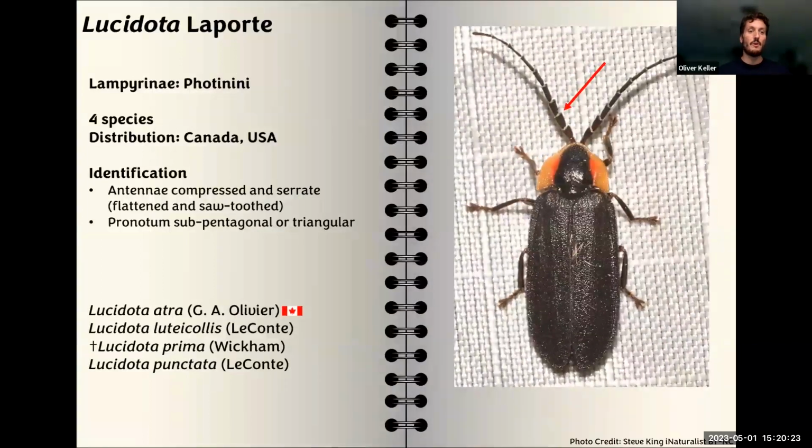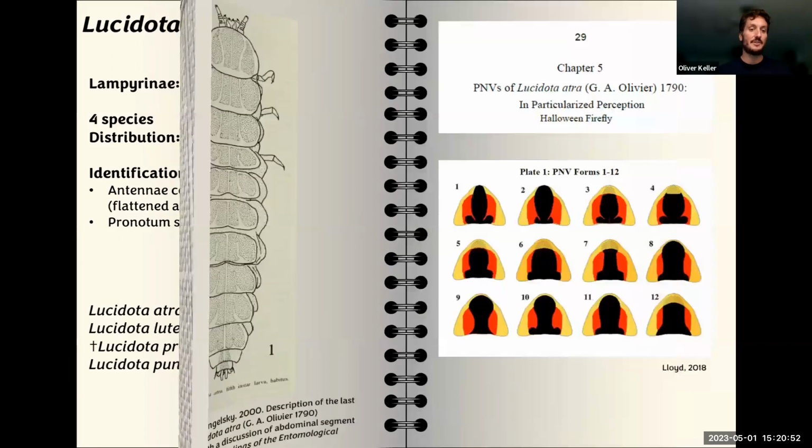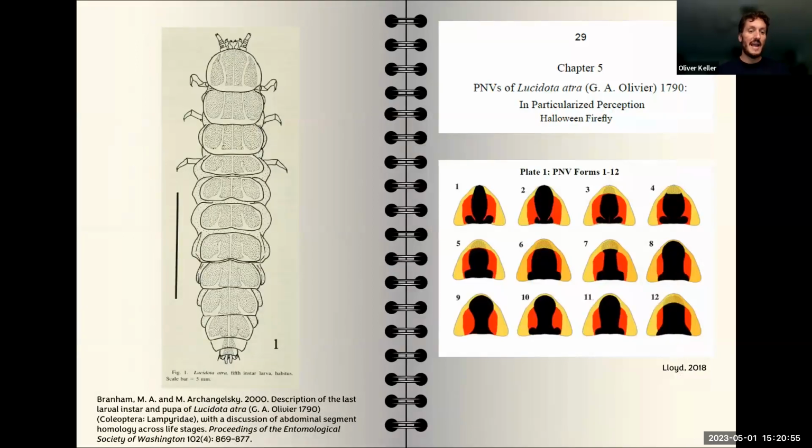One of the 4 species is actually a fossil, so we won't find this again. The other 3 species are more or less regularly found, especially Lucidota atra. Lucidota lucicalis is a southern species; if it's out in Florida, it is very abundant, but you have to find the right habitat for it. And atra is the only one in Canada. Again, Branneman and Arjanschelsky described the larva and pupa of Lucidota atra.